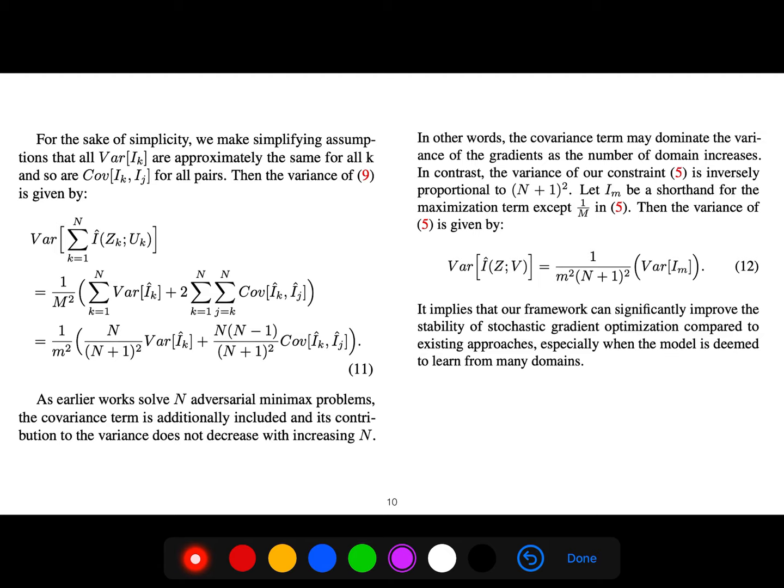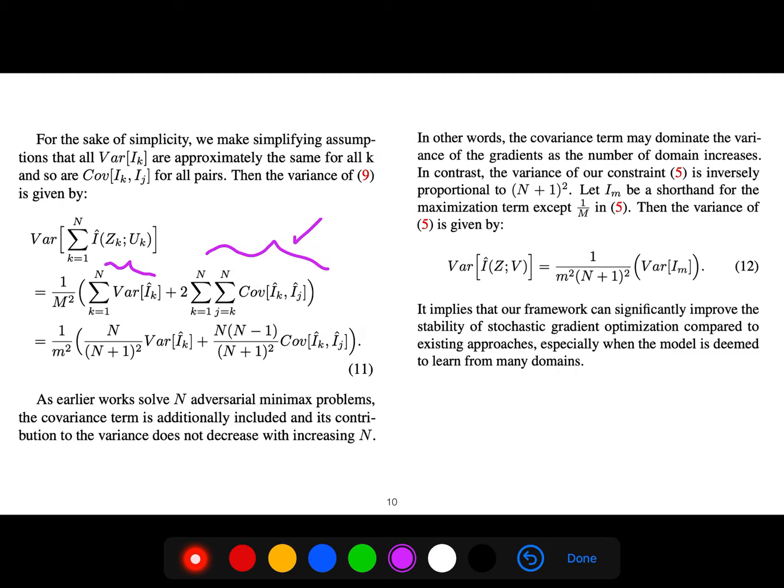And then for the sake of simplicity, we make a simplifying assumption that all variances are approximately the same for all K, and so is the covariance for all pairs. They can write the variance as a variance of individual terms and the covariance between each of these two. In other words, the covariance term may dominate the variance of the gradients as the number of domains increases. So this term becomes more significant.